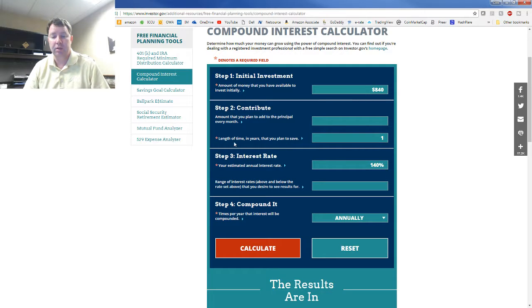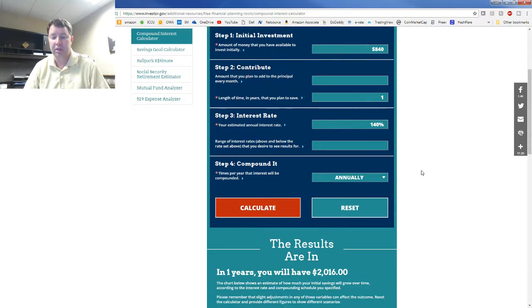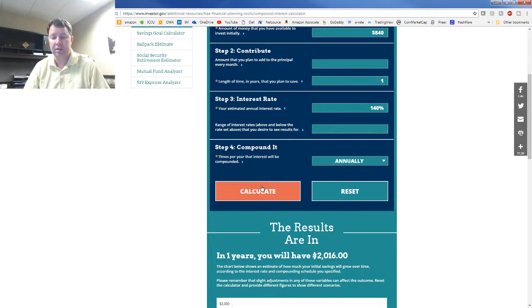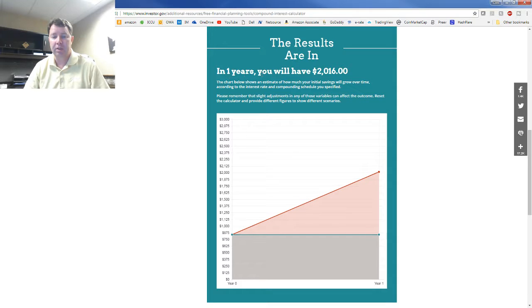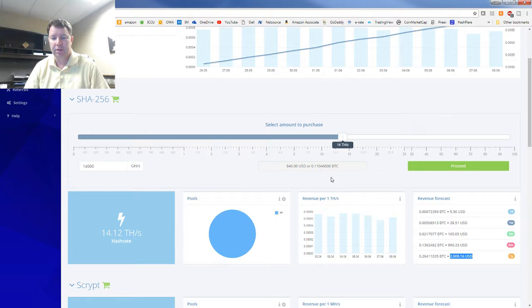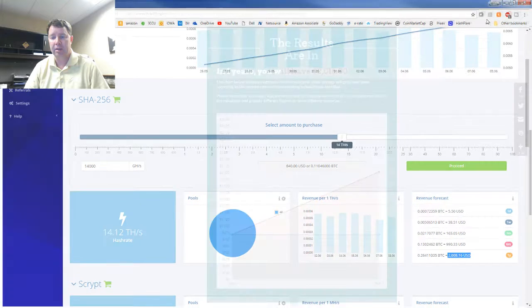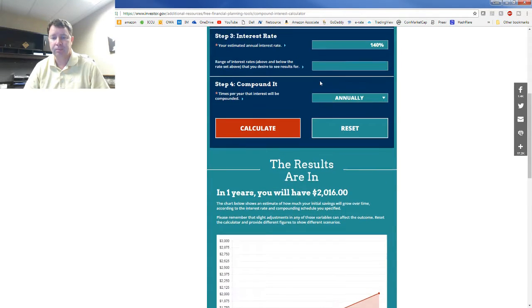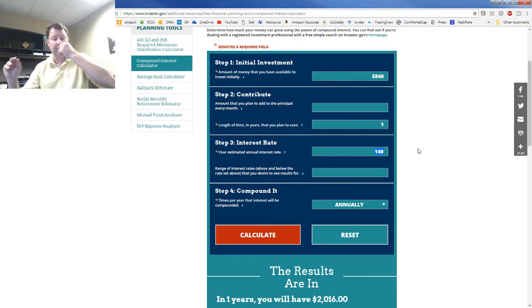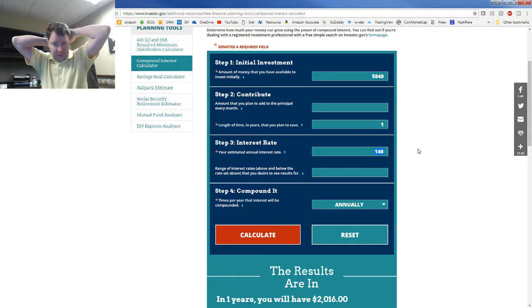But if you do the length of time in years to save, I did 1 year, and then the interest rate 140%, that's what I figured it out to be, compounded annually, hit calculate here, and in 1 year you will have $2,016. So if you look at Hashflare, if you invest $840, you would get $2,000 at the end. Again, you wouldn't get your initial investment back, the $840. It goes away. But it would result in an interest rate of 140%. So that's awesome.